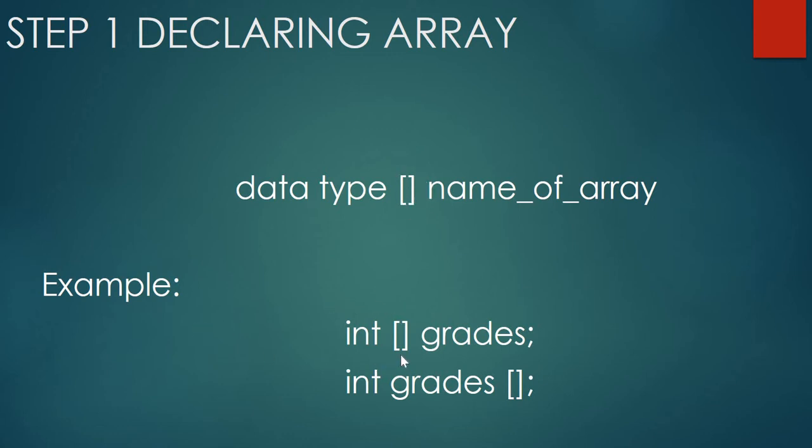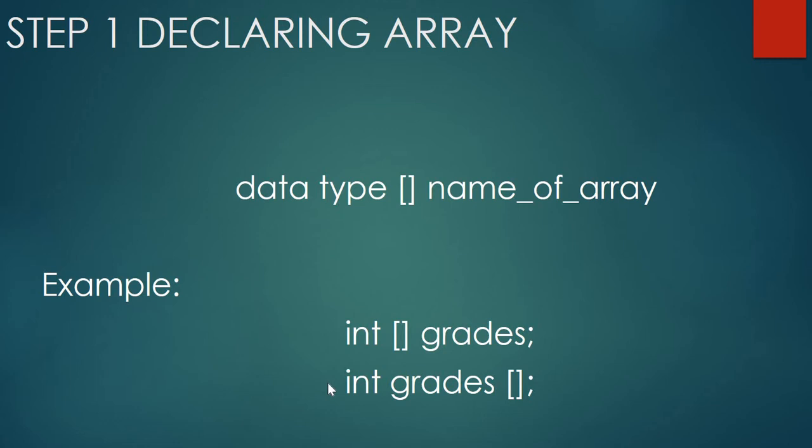Okay, so for example, you have here int, then the symbol of array, grades. Or you can write the symbol after the name of the array. So you can write the symbol before the name of the array or after the name of the array. Never write the symbol before the data type. So again, remember, do not write the symbol of array before the data type.